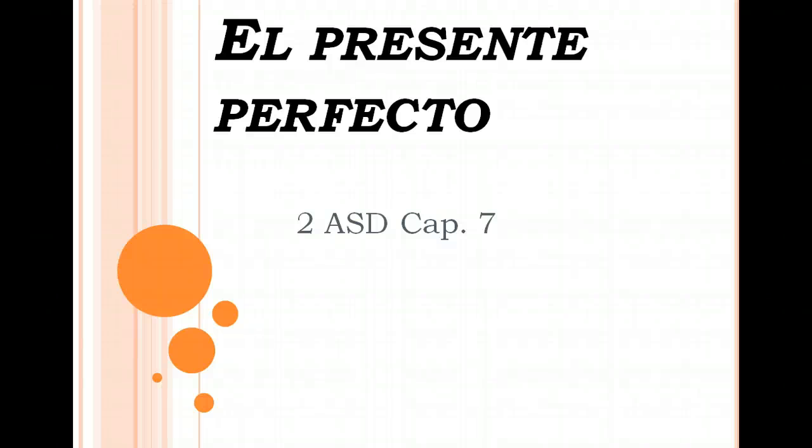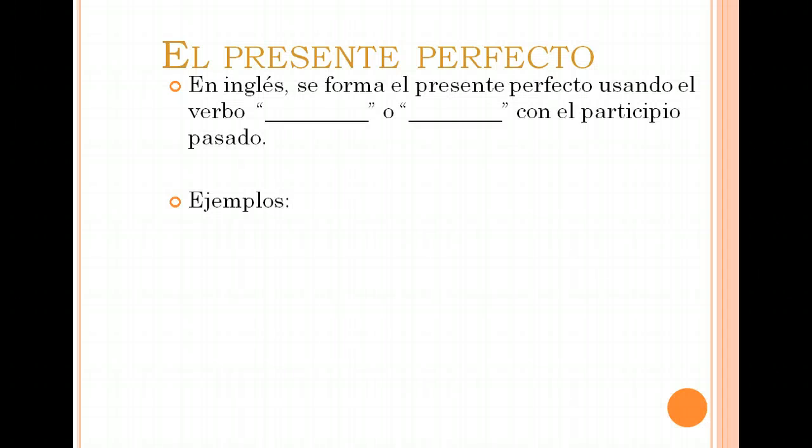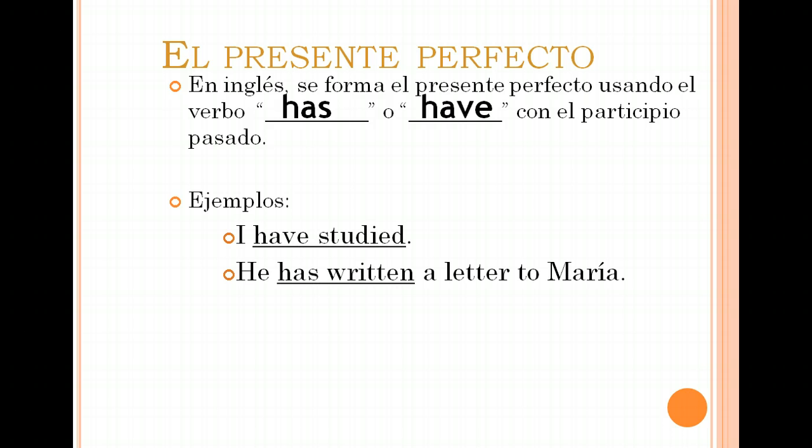Everyone, this is the fourth grammar video for this chapter, and the topic is the present perfect. So present perfect in English is formed using the verb has or have with a past participle. So for example, I have studied. He has written a letter to Maria. We have been sick for 2 days.